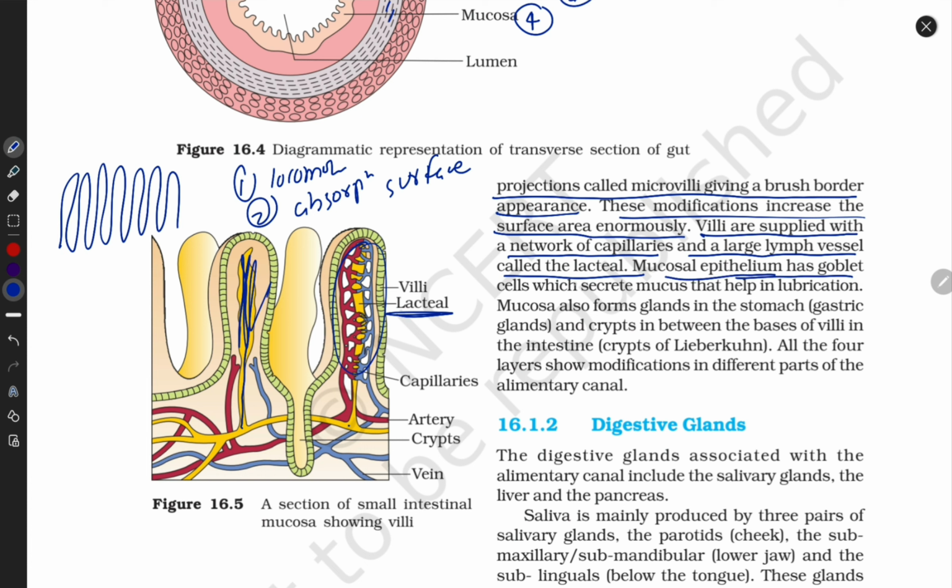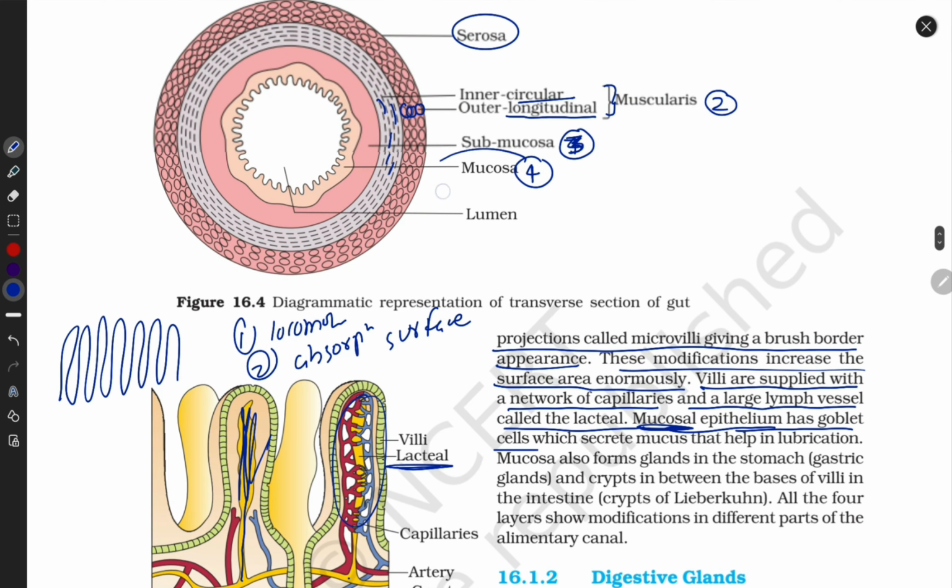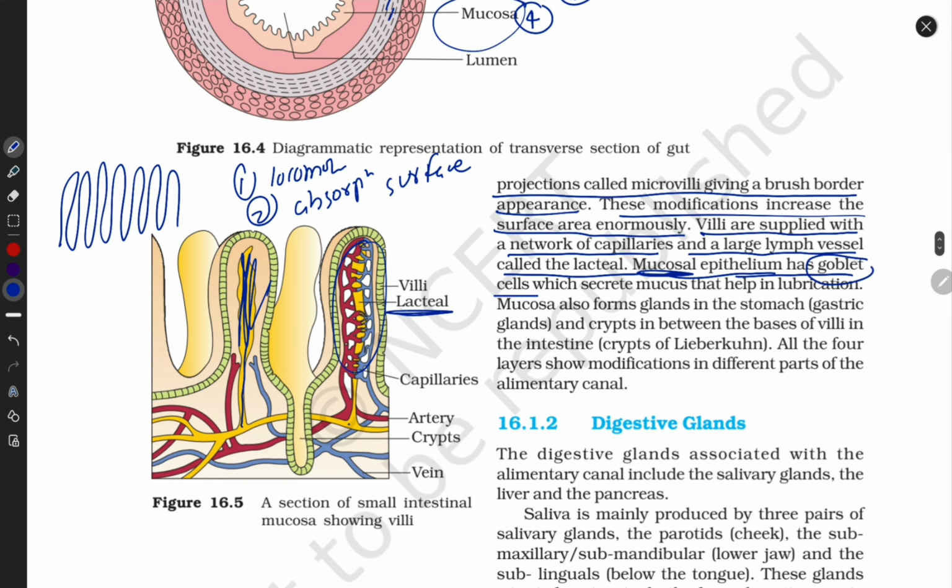The mucosal epithelium has goblet cells. This layer contains goblet cells, and what do they secrete? They secrete mucus, very important guys, which helps in lubrication. Mucosa also forms glands in the stomach, in the stomach lining, and crypts in between the bases of villi in the intestine. Of course, there are some name changes.